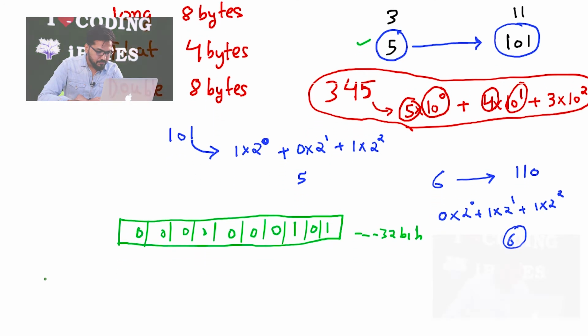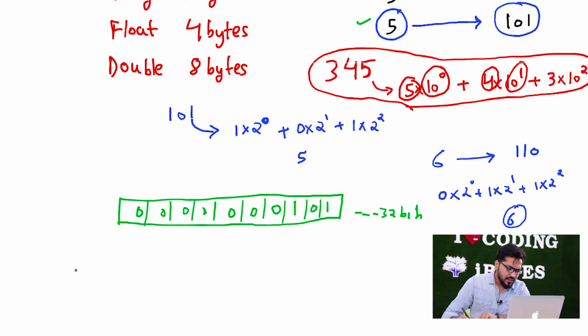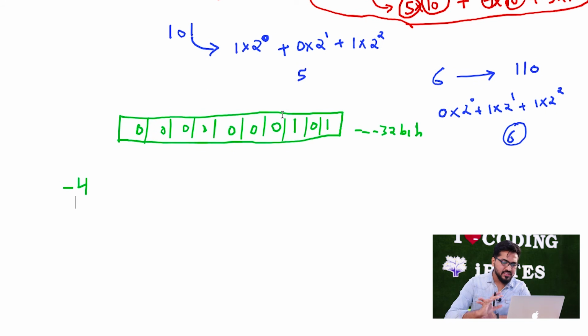How about a number like -4? How are negative numbers stored? What we have talked about so far is for positive numbers. How will a negative number be stored? There is a specific method to store negative numbers also.